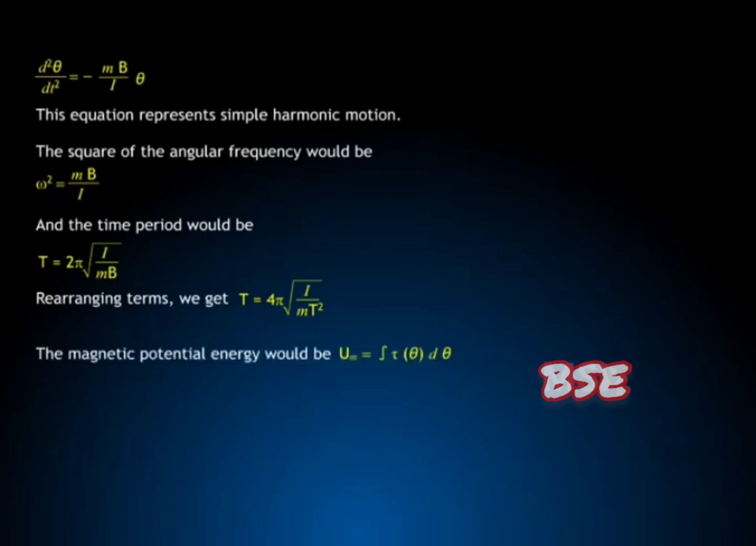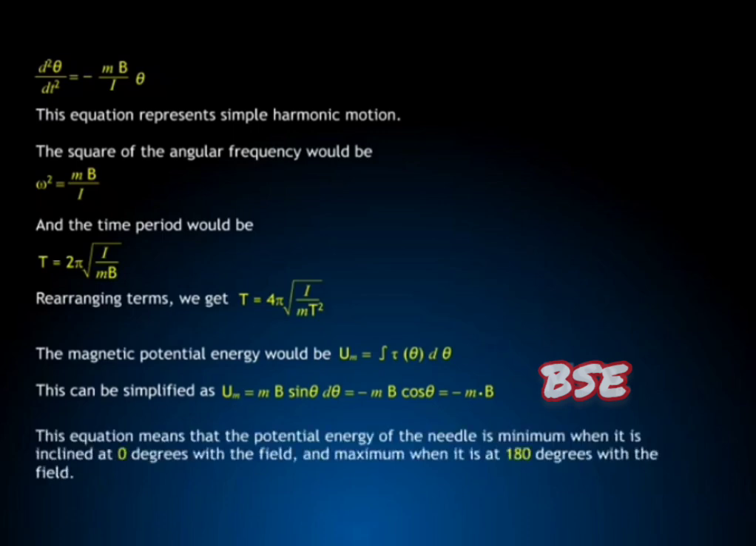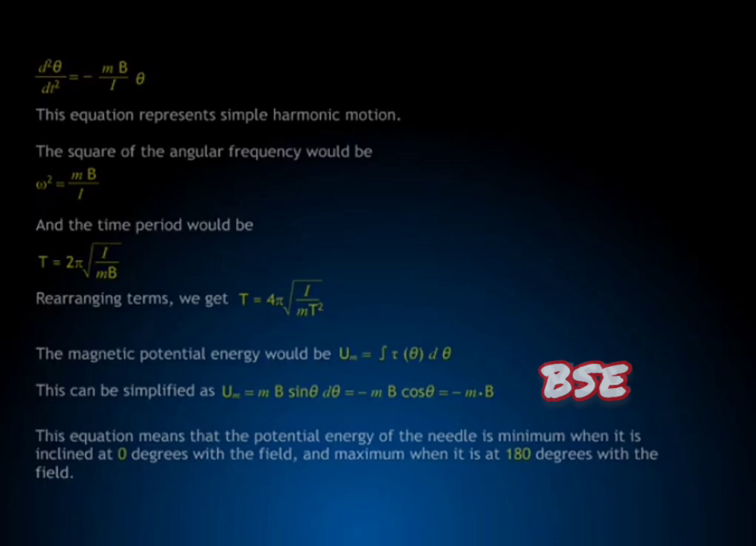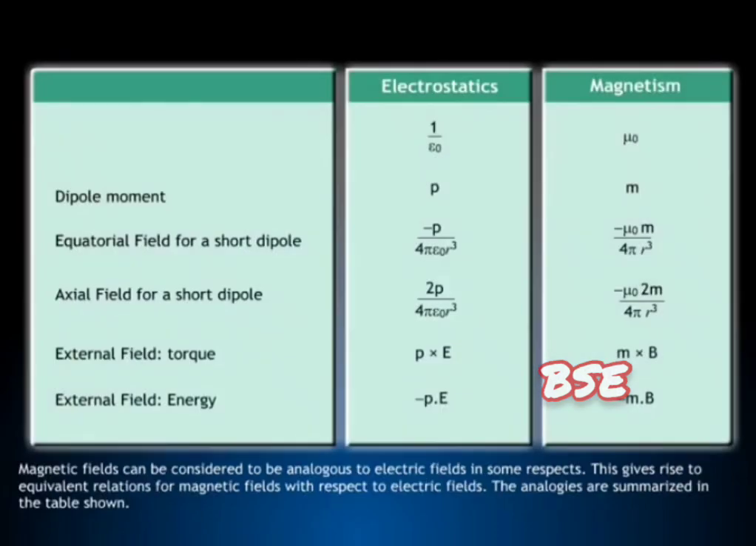The magnetic potential energy would be Um equals integral tau d theta. This can be simplified as integral mB sine theta d theta, which is equal to minus mB cos theta, which is equal to minus m dot B. This equation means that the potential energy of the needle is minimum when it is inclined at 0 degrees with the field, and maximum when it is at 180 degrees with the field. Magnetic fields can be considered to be analogous with electric fields in some respects.